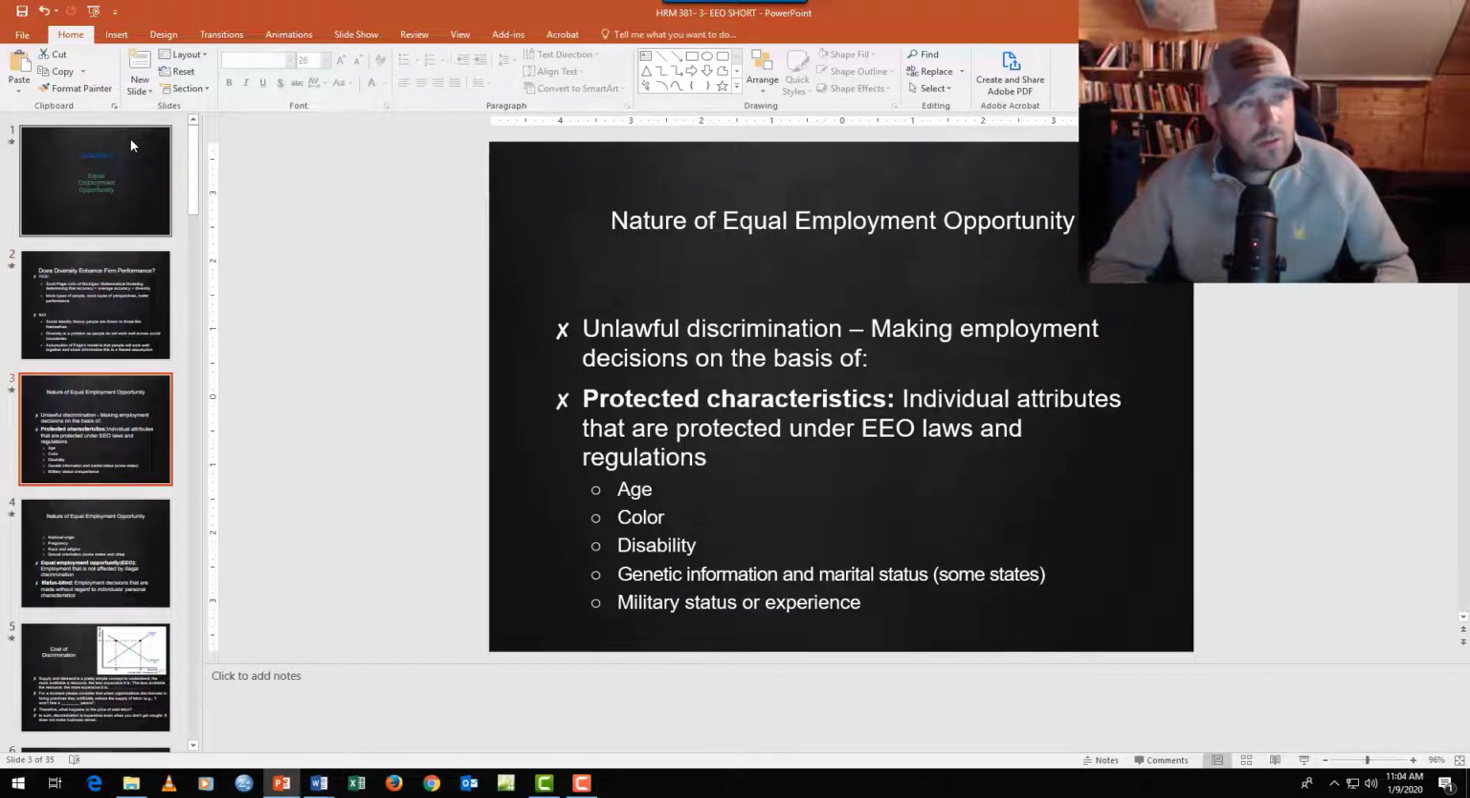So EEO, you've probably heard the term before, equal employment opportunity. A lot of it's based around the idea of unlawful discrimination. What is unlawful discrimination?